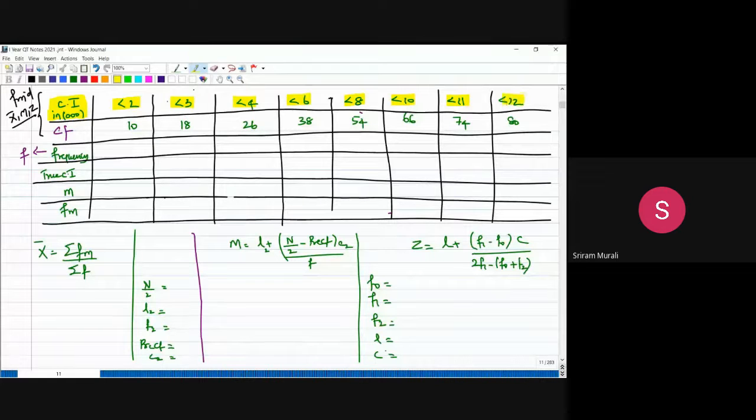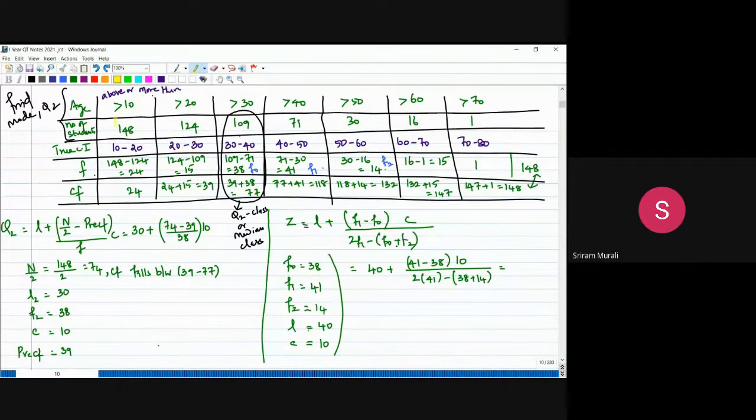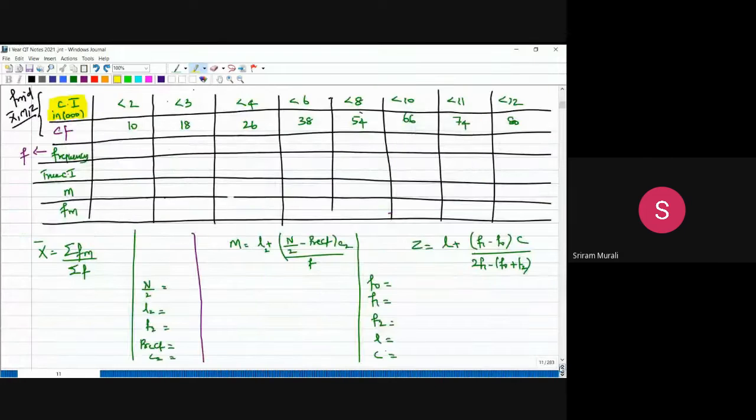1100, 1200. How many of them are here? It is also like in ascending order. Last case we did more than cumulative type. Now we are looking at less than cumulative type. So this is less than cumulative type. This is less than, or sometimes what we call it as below 2000, below 3000, like that.